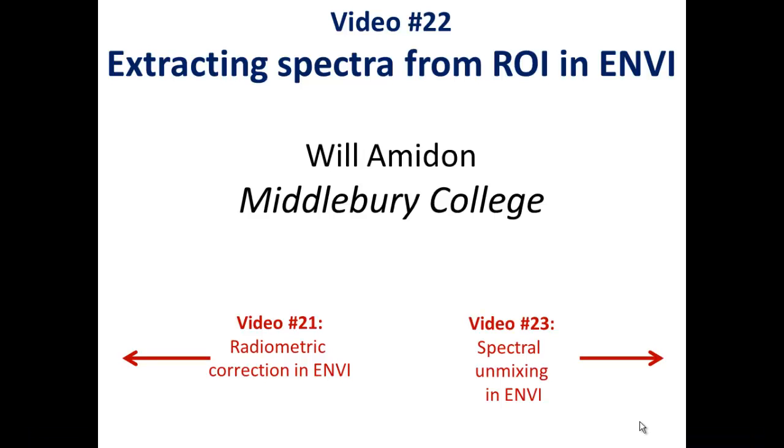Hello, it's video number 22, extracting spectra from ROI in ENVI. So, in the last video, we took our Landsat images of Middlebury, we did the radiometric corrections, and we computed reflectance, okay? In this video, I'm going to show you how to actually extract the reflectance spectra from those Landsat images. The reason we want to do this, of course, is we want to use those reflectance spectra in a spectral mixing calculation. That's coming up in video number 23.